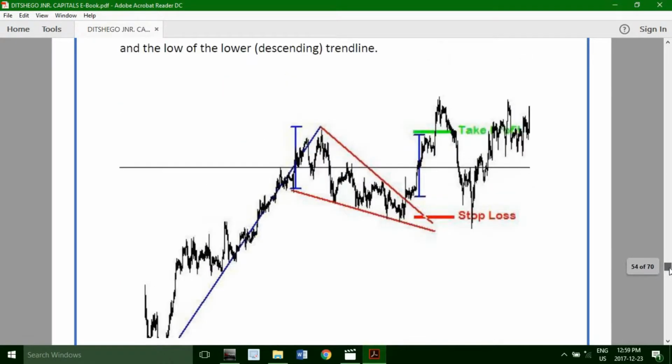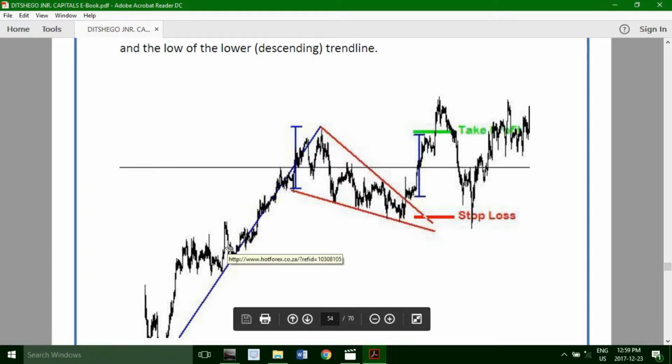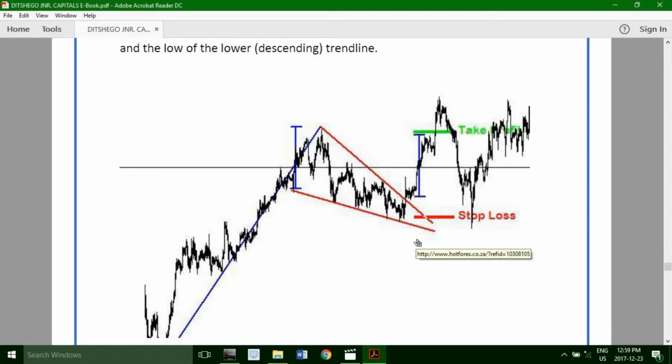So here's an example. I've given an example in the ebook where you can see the price started off on an uptrend, then started going down. Unfortunately for this example, the falling wedge doesn't always become a reversal chart pattern. Sometimes it can be a continuation, even though in most cases it is a reversal chart pattern.